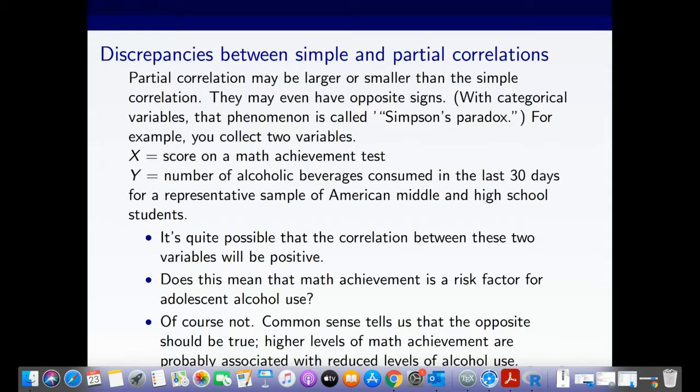Okay, so we look at the simple correlation and the partial correlations. There is a difference between the simple correlation and partial correlation. When we have simple and partial correlations, they do not go in the same direction, which means that the partial correlation may be larger or smaller than the simple correlation, or they may even have a different sign.